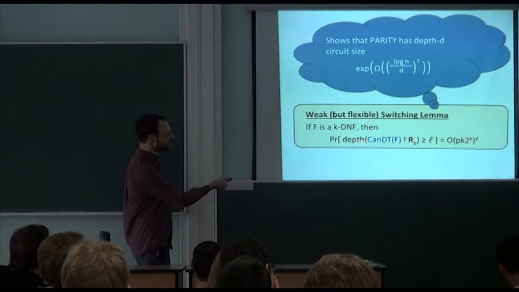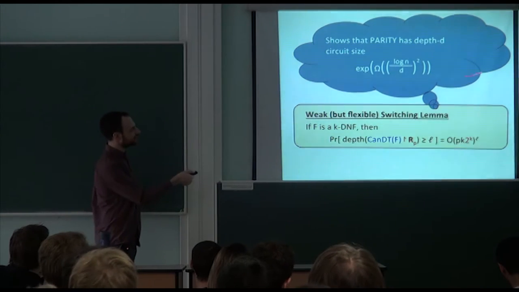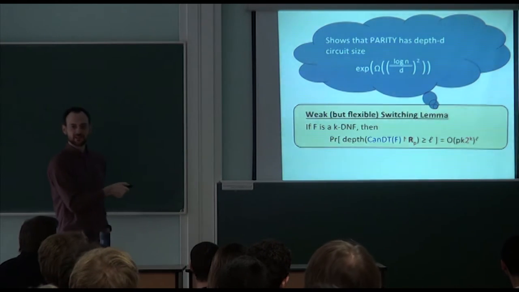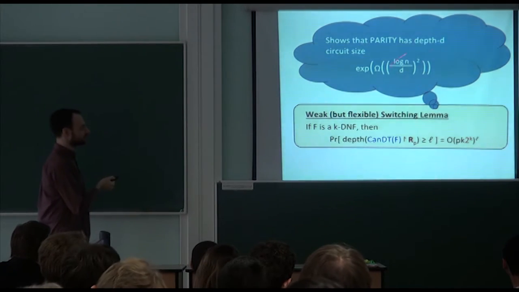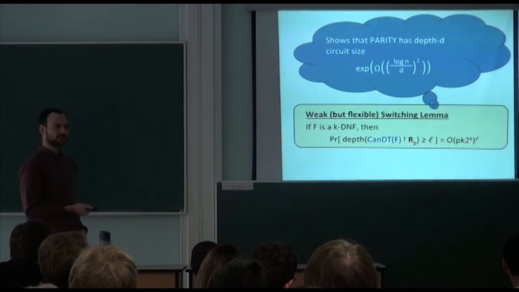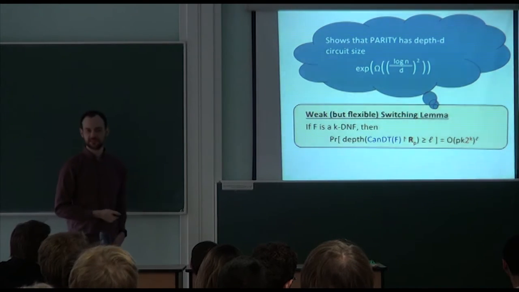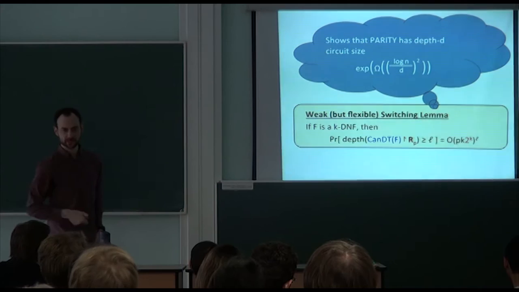So if you just apply this switching lemma with the best possible parameters, you would get a bound which is exponential in log n over D squared. So the point is this will give you something which is super polynomial up to depth square root log n. It's a very bad trade-off, but it holds to reasonable depth.